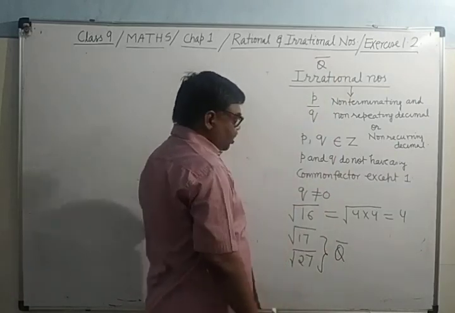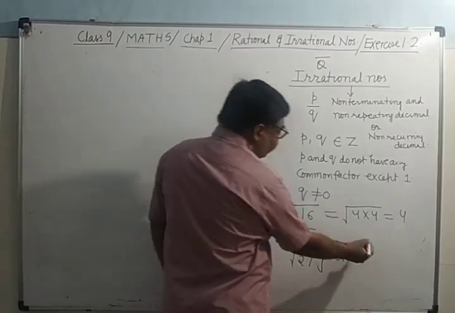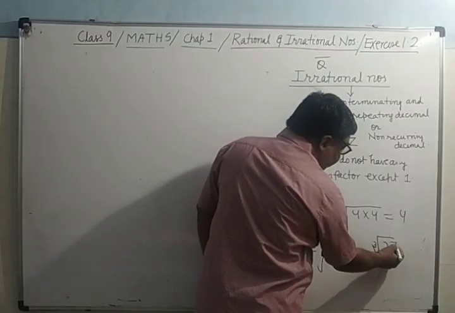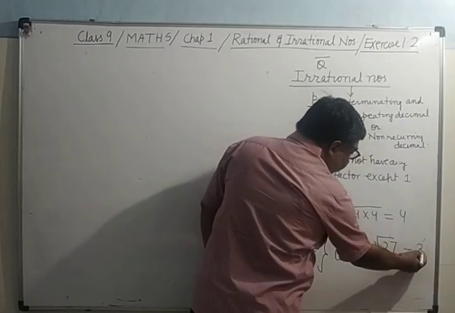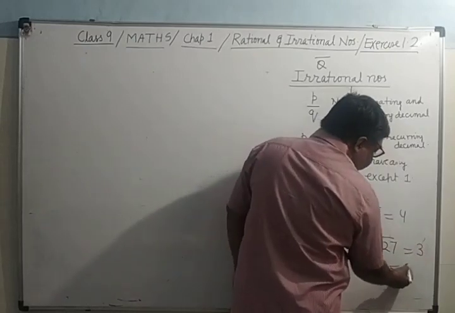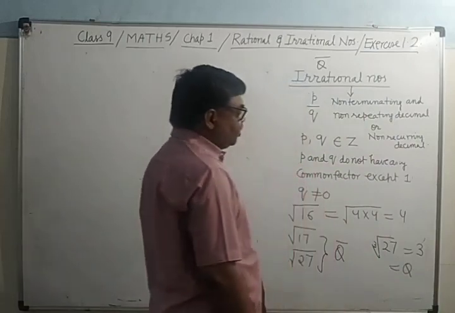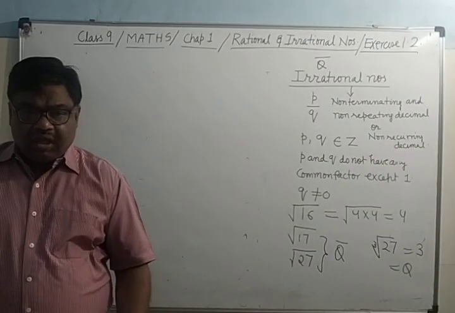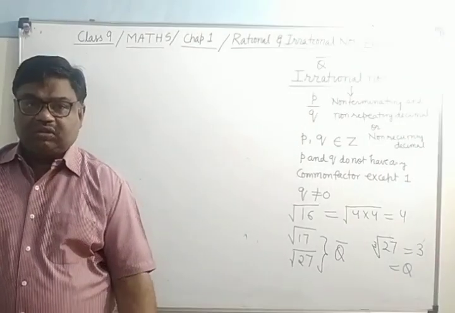Cube root 27, whether it is rational or irrational? This can be simplified, as we know that it equals 3. Therefore, it is a rational number. So that also we will remember. Now there are two rules.